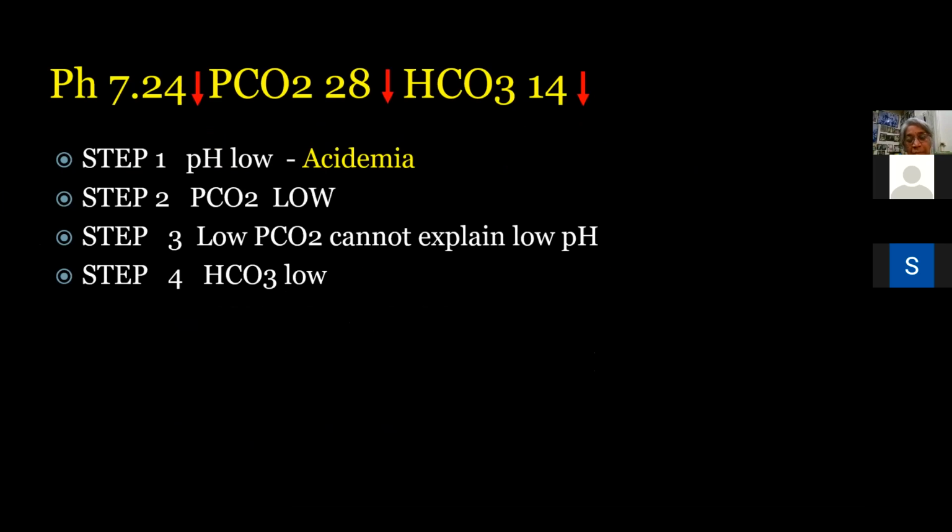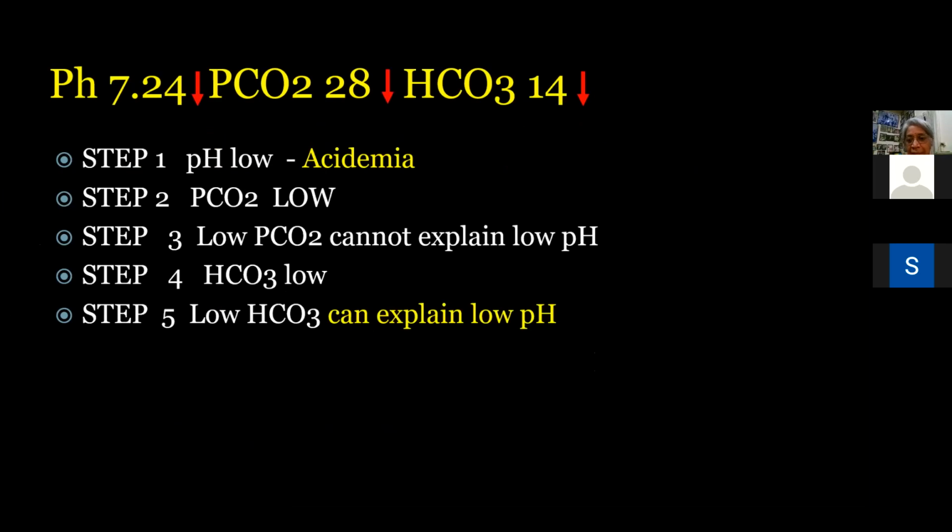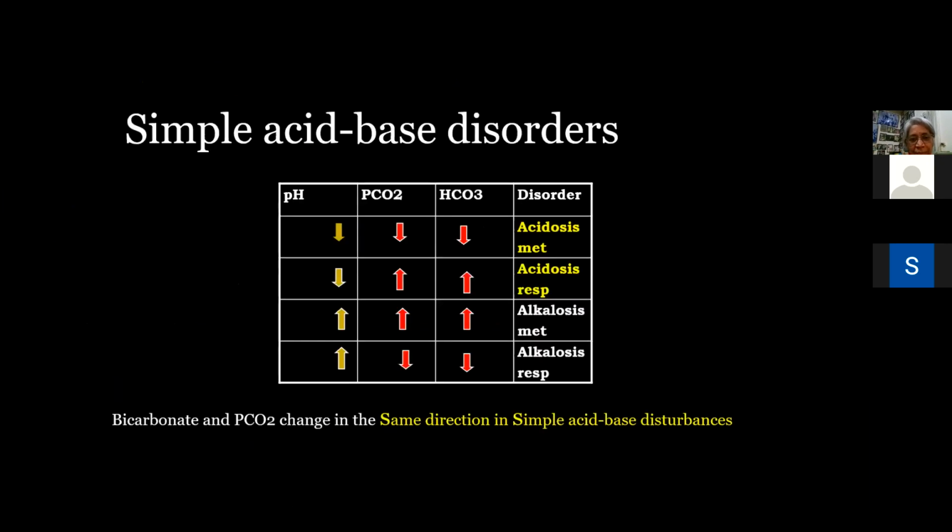Step 4 is bicarbonate. Bicarbonate is also low, and a low bicarbonate can explain a low pH. So your primary problem here is a metabolic acidosis, and the PCO2 is your compensatory response. In a simple acid-base disorder, the bicarbonate and PCO2 change in the same direction.